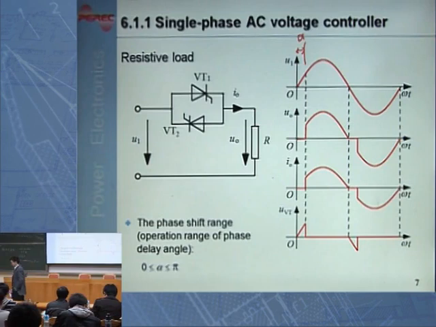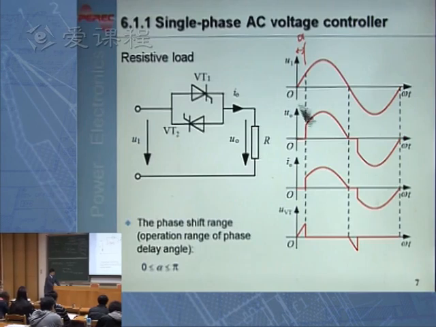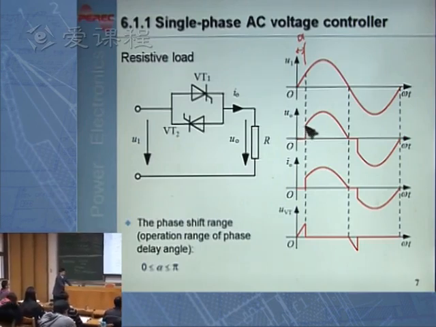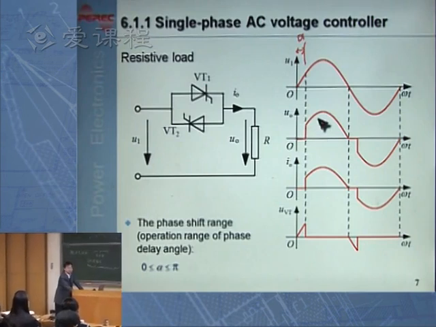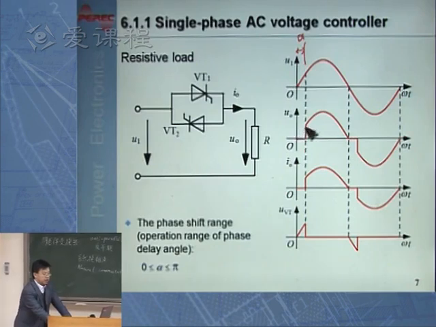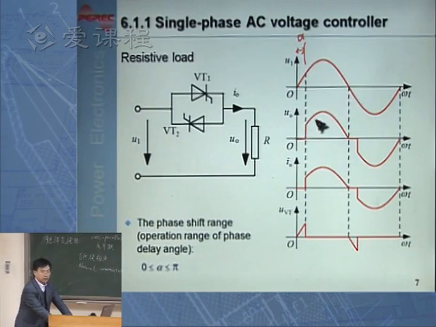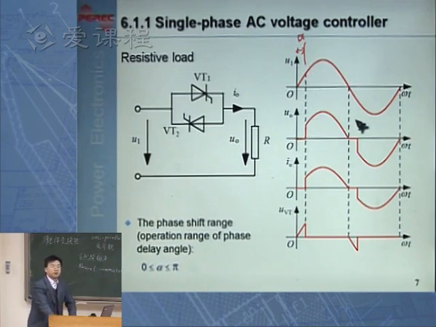So his answer is that by changing this triggering delay angle, we are actually changing the load voltage waveform. Okay? When alpha is 0, then the load voltage will be the same as input voltage, therefore we have the full input voltage. When I'm increasing alpha, then the load voltage will be only having part of the input voltage waveform. Okay? This could be a very big part or a very small part.